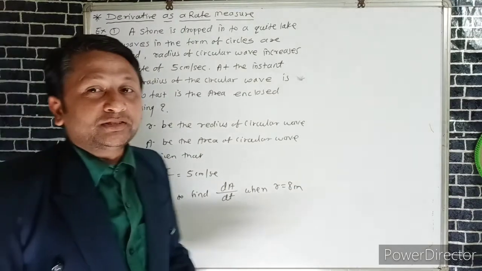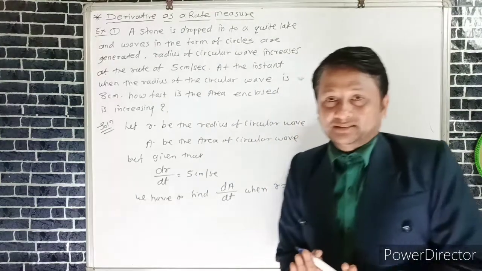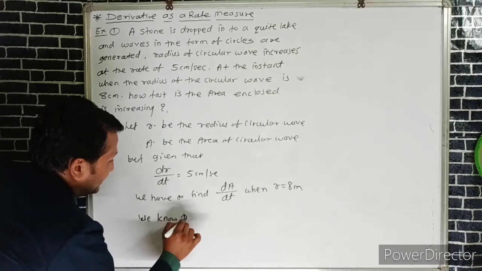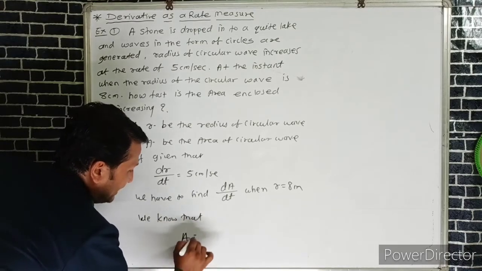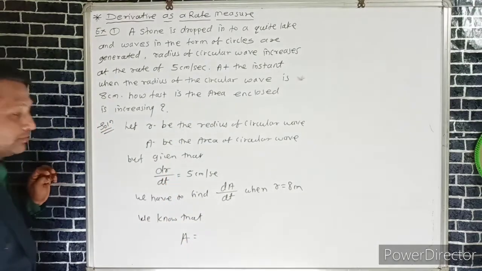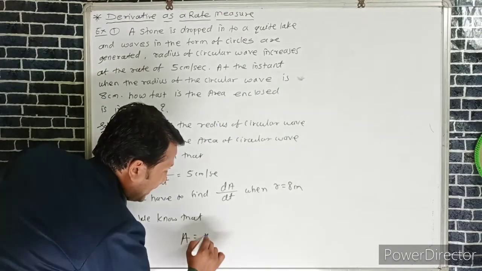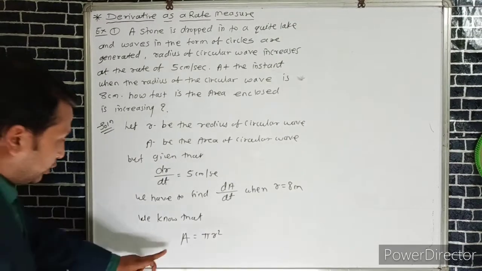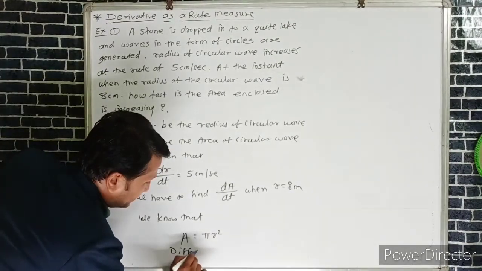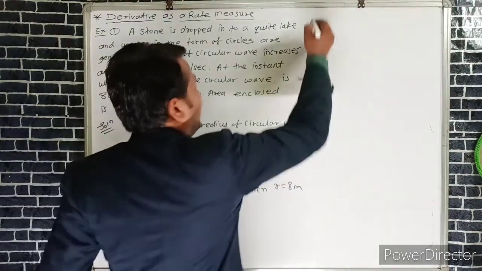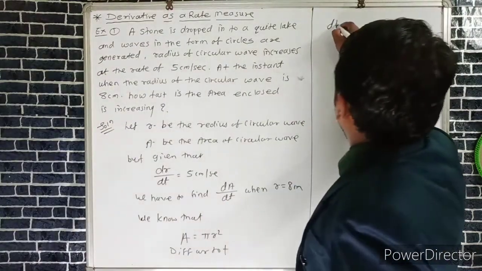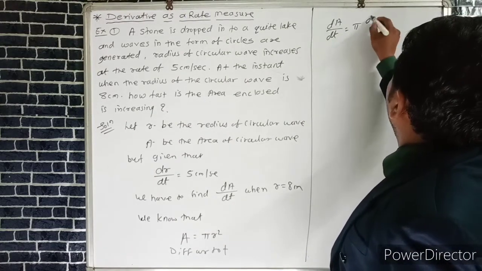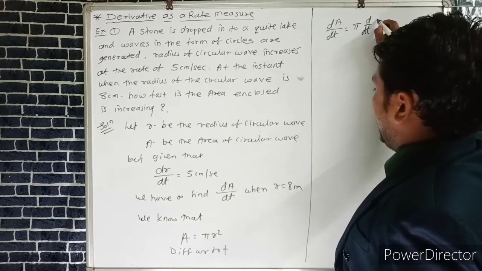So now we first know about the area of circles. We know that the area of a circle A is equal to pi r squared. If we differentiate with respect to t, then we can write dA upon dt is equal to pi, which is a constant, times the derivative with respect to t of r squared.